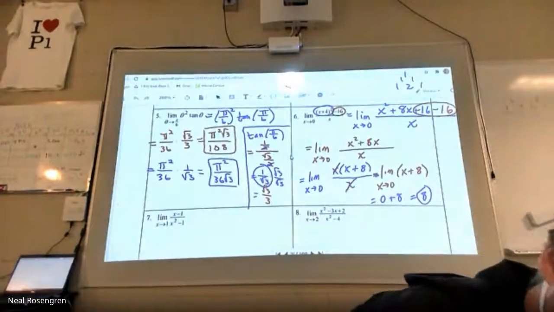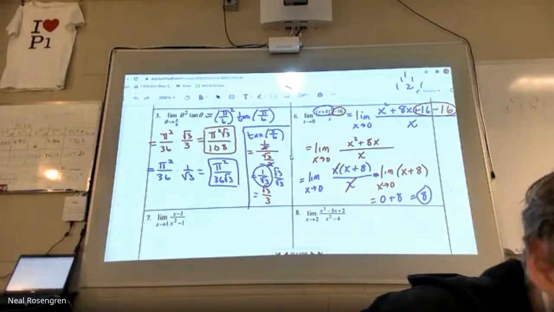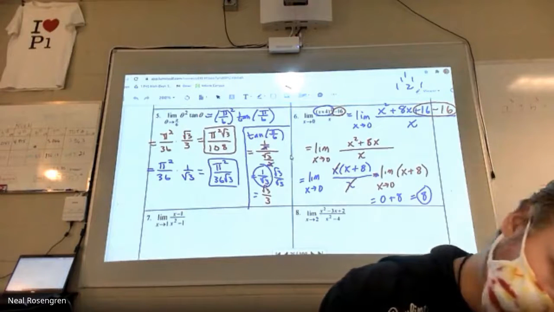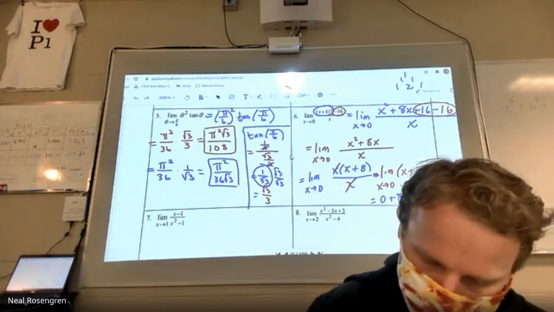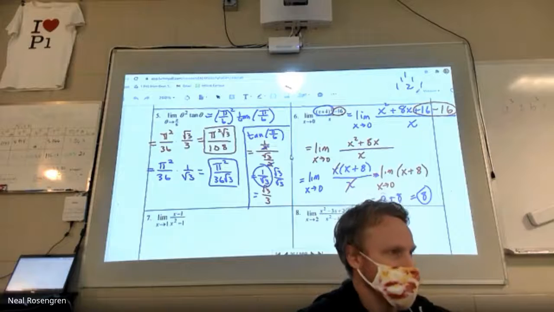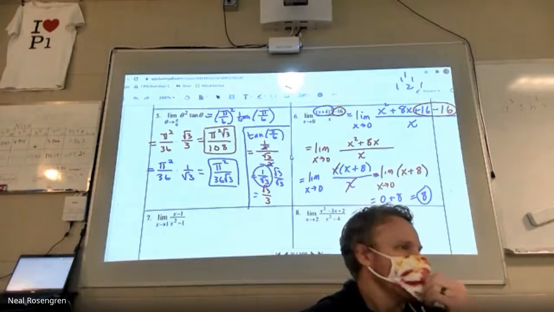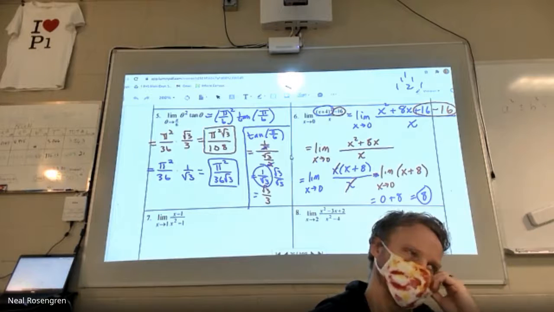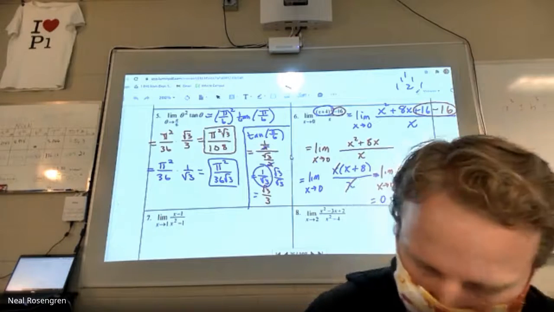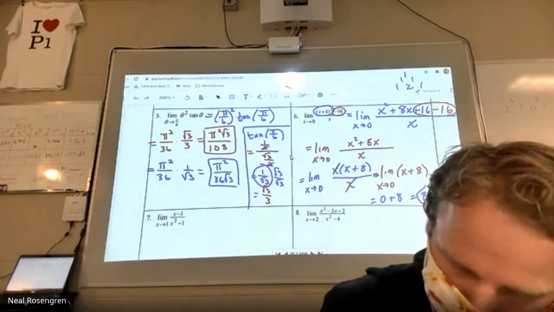What about 7? It's basically if you plug in 1, you get 0 over 0. Right. So for number 7, you're going to want to factor that denominator. Because you've got the quadratic, and it's a difference of 2 squares, so you can do x plus 1, x minus 1, and then it'll cancel out, at least the x minus 1. So then you can just plug in 1.